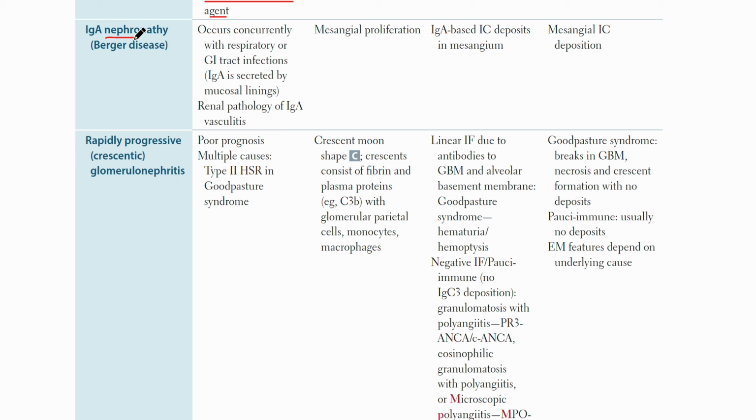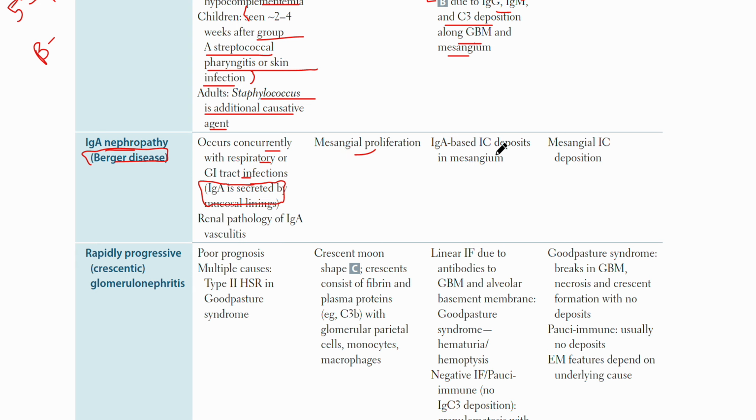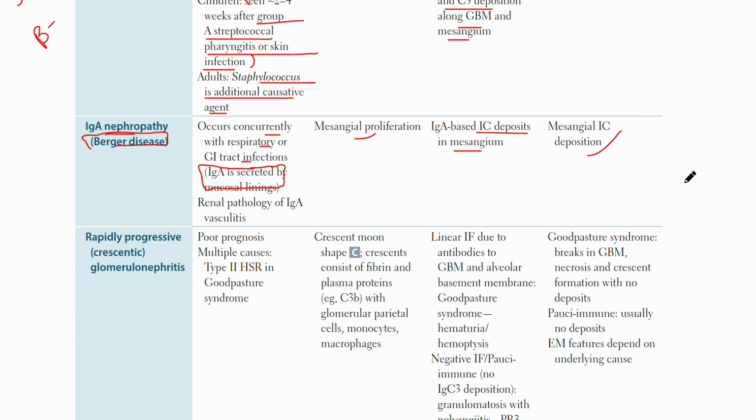Now let's talk about IgA nephropathy, which is also called Berger's disease. It occurs concurrently with respiratory or GI tract infections. IgA is secreted by mucosal linings, and renal pathology of IgA vasculitis occurs. That is what happens. The mechanism is simple. There is mesangial proliferation, and IgA-based immune complex deposits in the mesangium are seen in immunofluorescence, and in electron microscopy there are mesangial IgA deposits, and there are no specific findings here. You have to remember in this infection-related case, the starry sky appearance, lumpy bumpy appearance or granular appearance, and also subepithelial immune complex humps. You have to remember that.